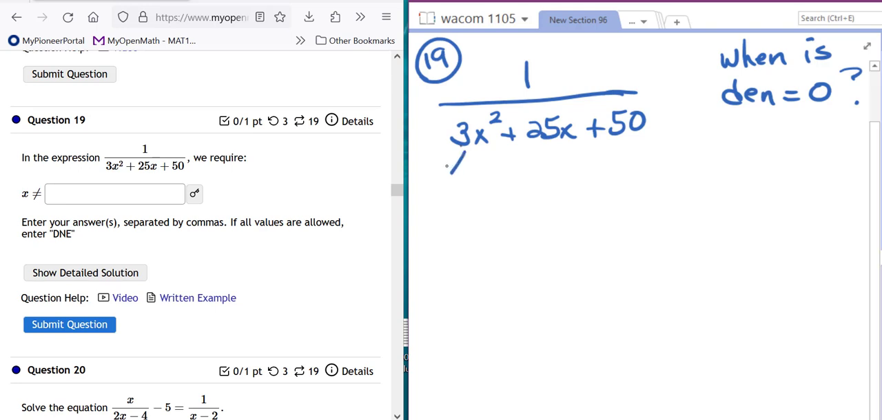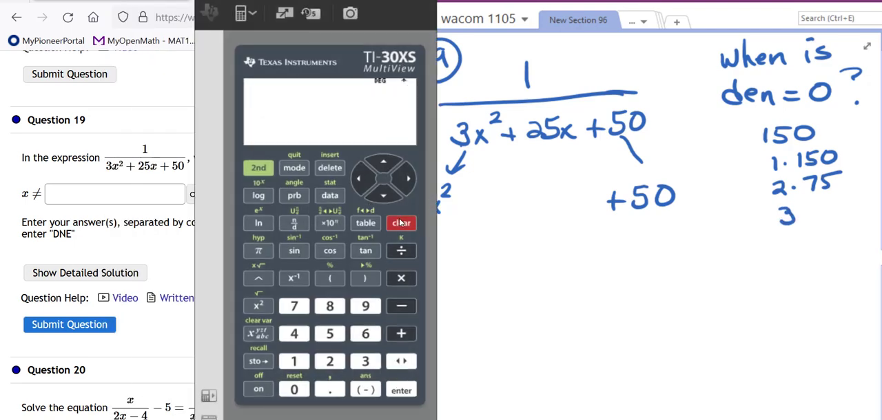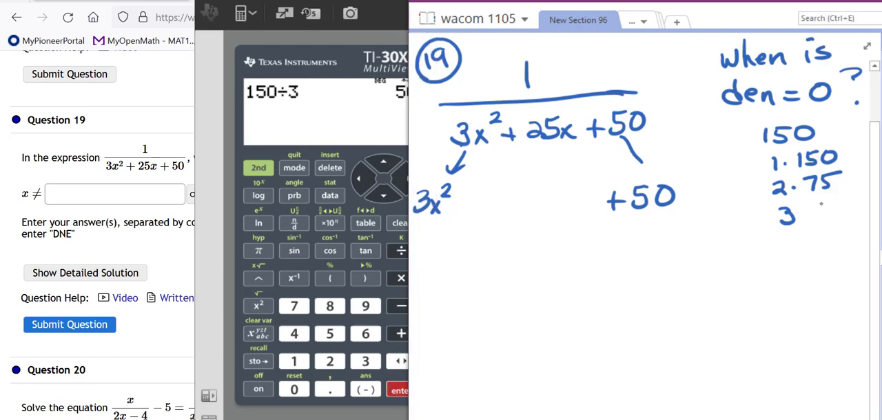The grouping method keeps the first term. It keeps the last term, right? And it multiplies the first times the last, 3 times 50. So we're looking at 150. We want numbers that multiply to give 150. So we can do 1 times 150, 2 times 75, 3 times, so we'll get a calculator out here. 150 divided by 3 is 50.